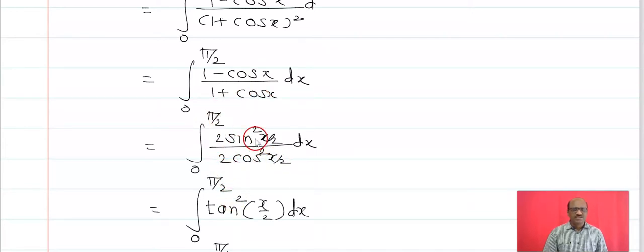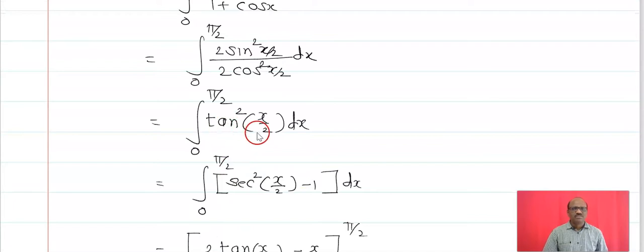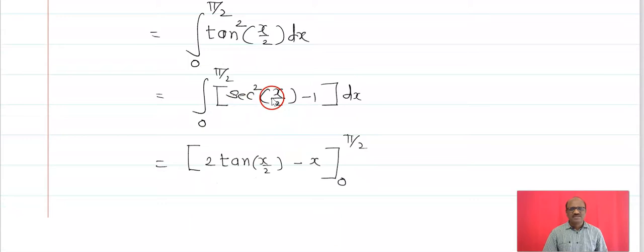2 gets cancelled, and you will get the integral 0 to pi by 2 of tan square x by 2 dx. But what is the formula for tan square x by 2? That is sec square x by 2 minus 1, and hence its integral is 2 tan of x by 2 minus integral of 1, which is x. And the integral of sec square x by 2 is tan of x by 2 upon 1 upon 2, multiplied and reciprocal, so we get 2 tan of x by 2 minus x, and lower limit is 0, upper limit is pi by 2.